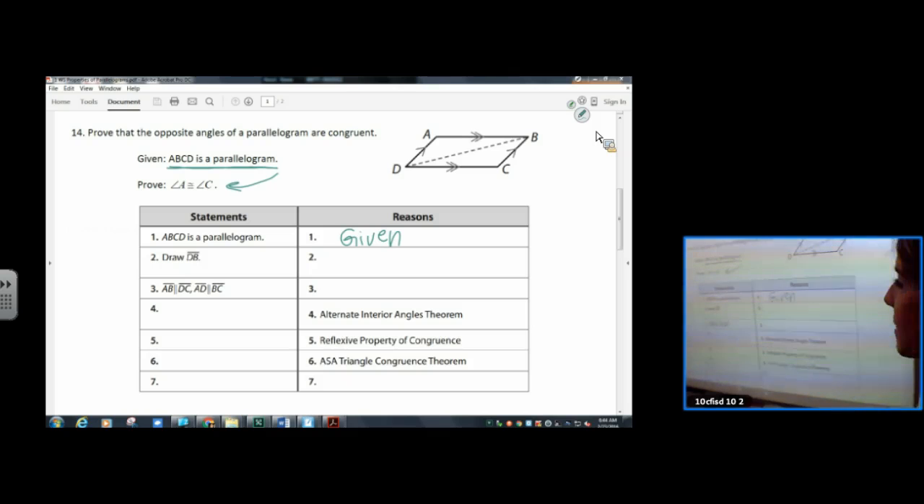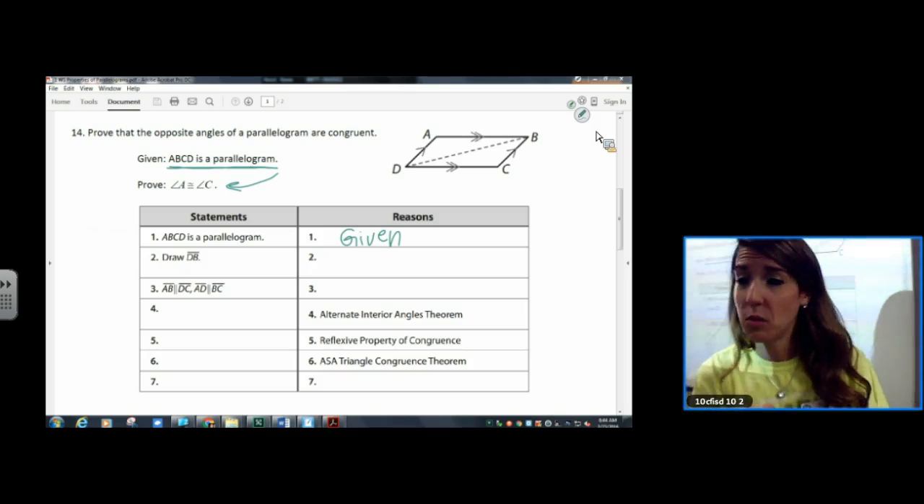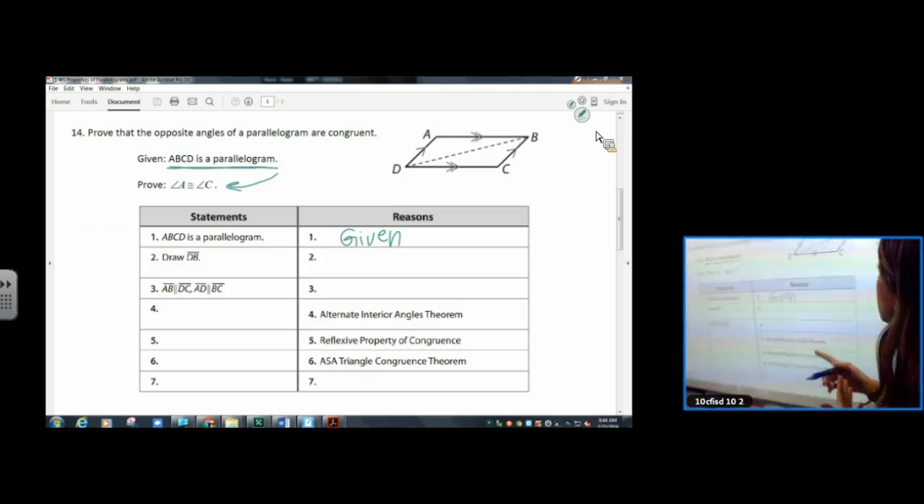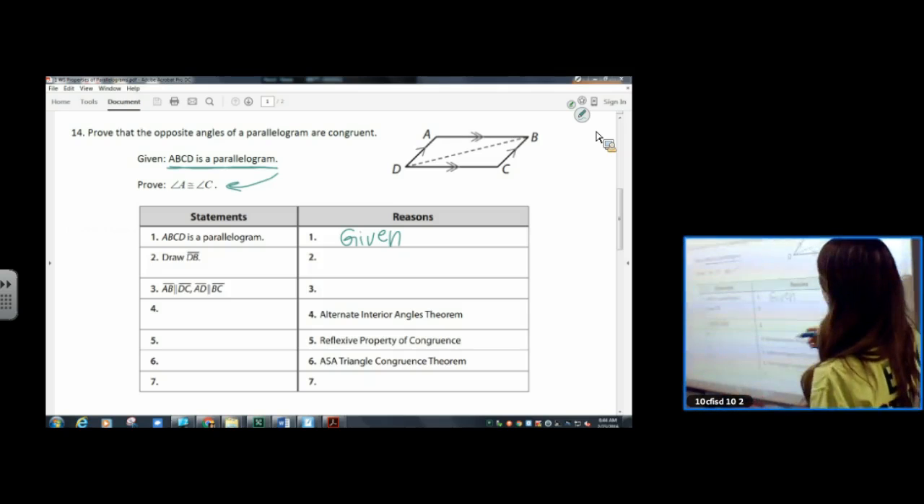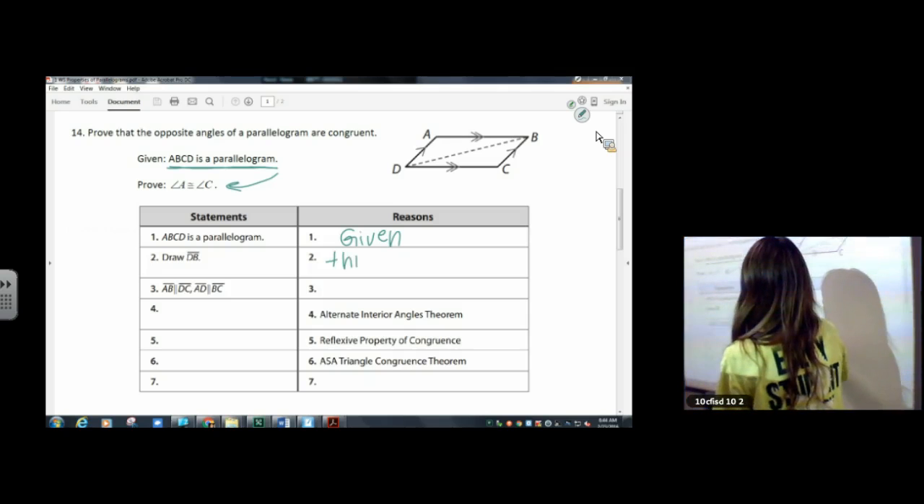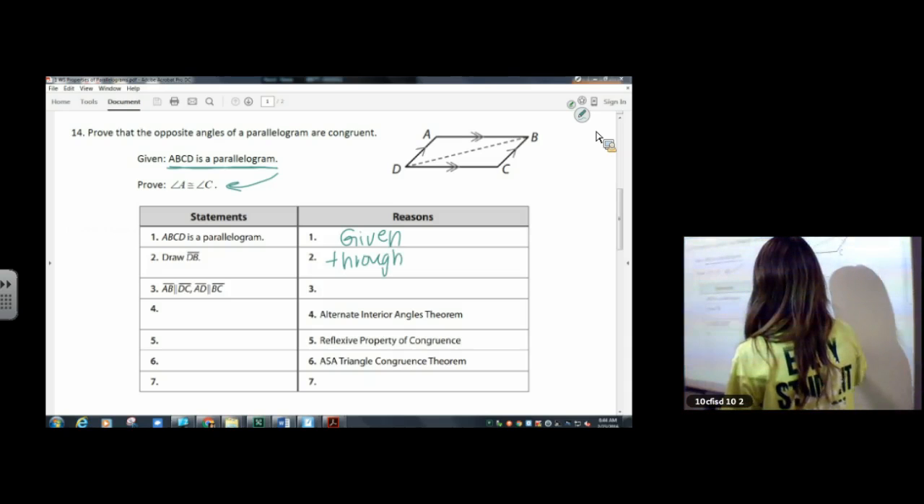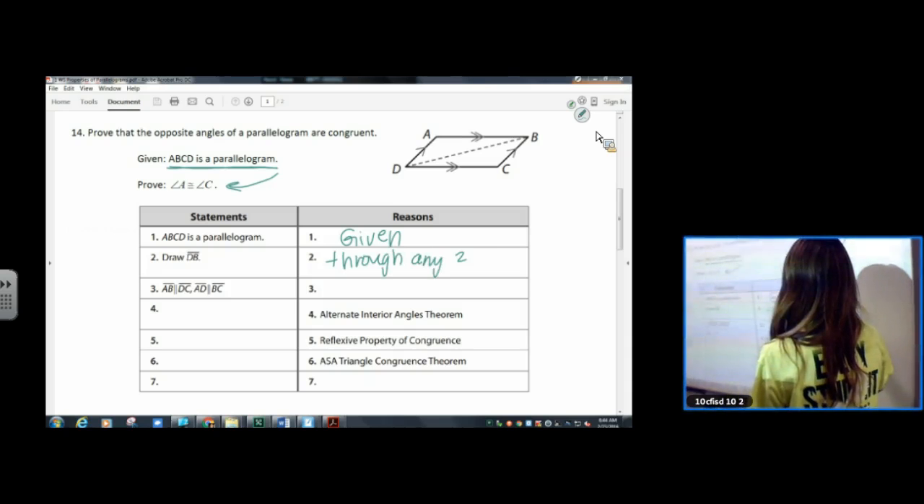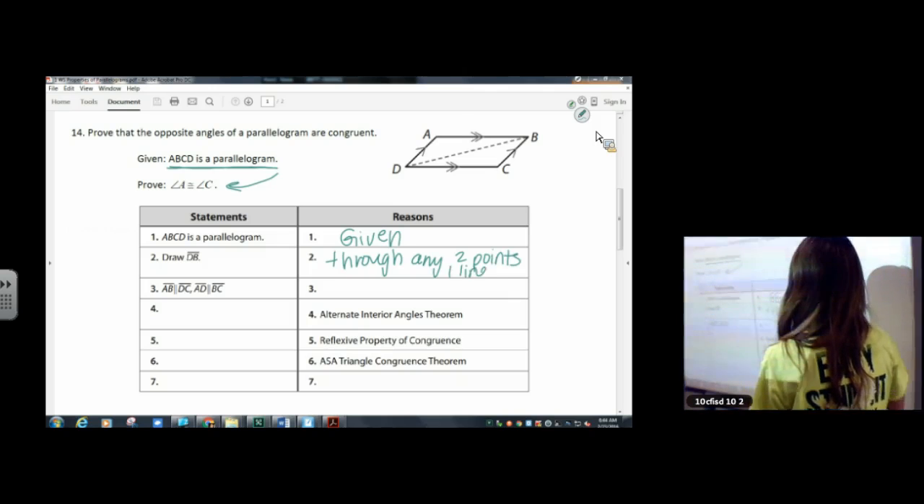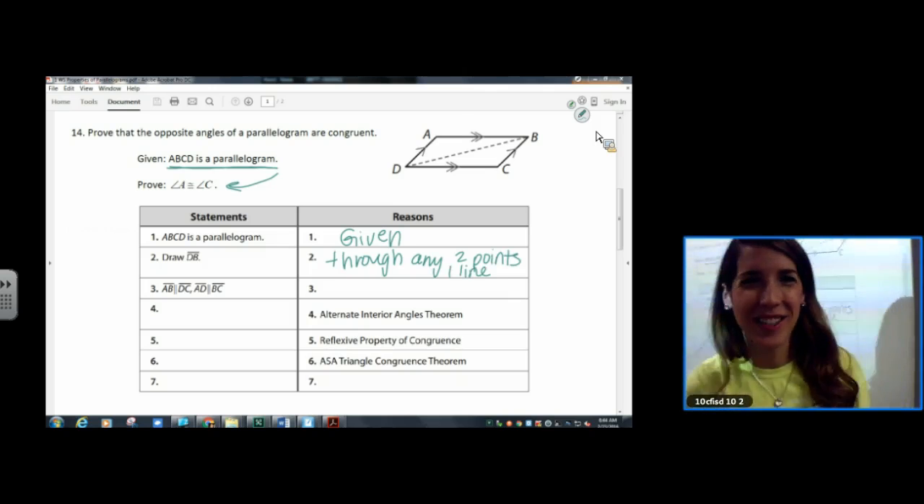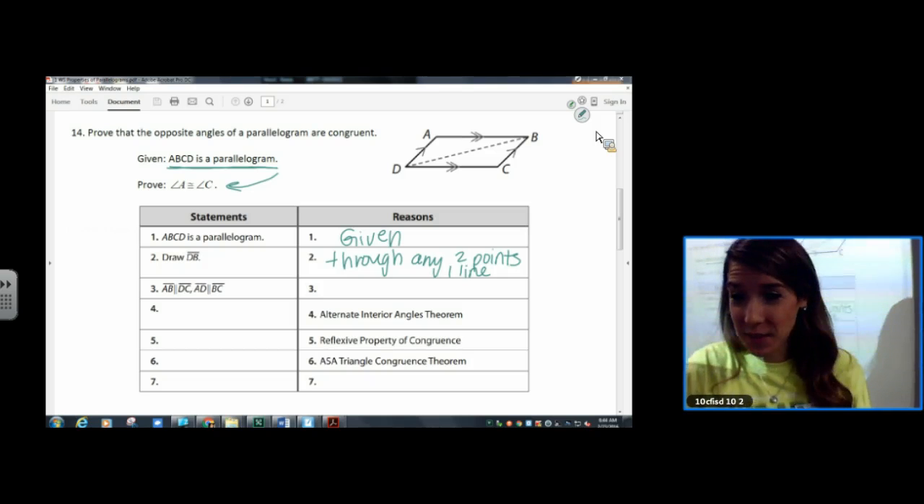Okay, this is new in this unit. It says draw DB. This just comes from our textbook. We're going to go with it. It says draw segment DB. Why am I allowed to draw it? Because through any 2 points, there's exactly one line. And that was one of our basic postulates of geometry that we learned like the third day of school.